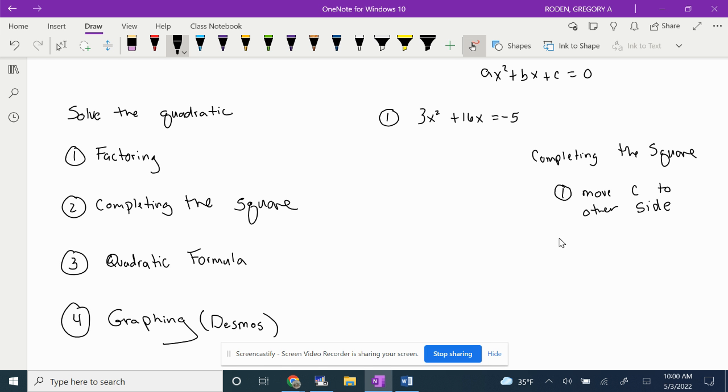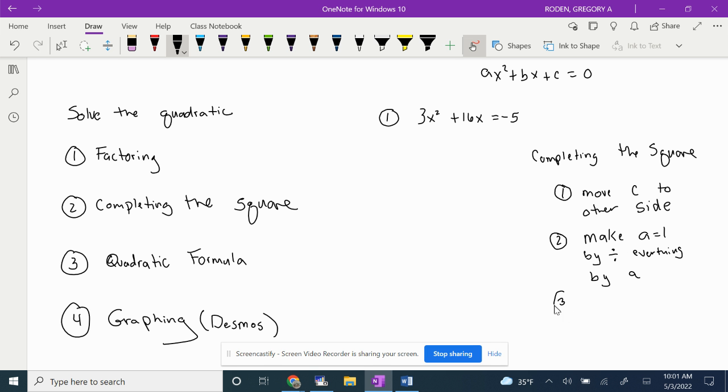The next thing we're going to do, ladies and gentlemen, is make A equal to 1. Now, this is a more complicated one, but that's okay. We're going to make A equal to 1 by dividing everything by A. Now, remember, A is the number in front of x squared. So divide both sides by 3. Divide everything by 3.